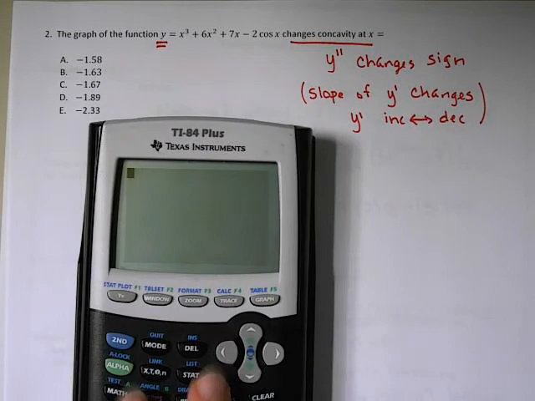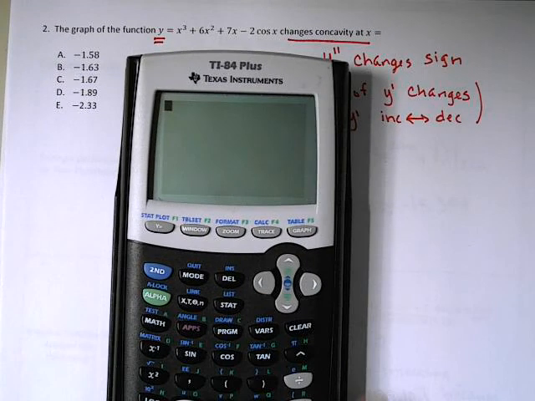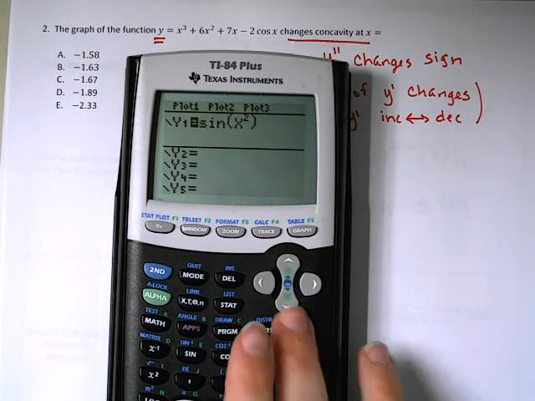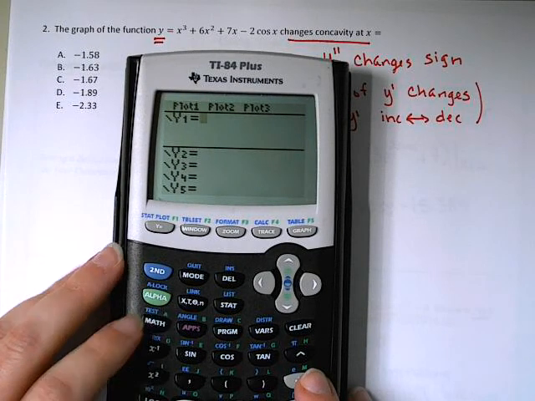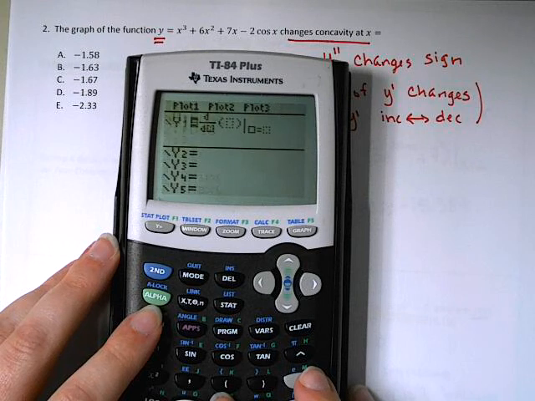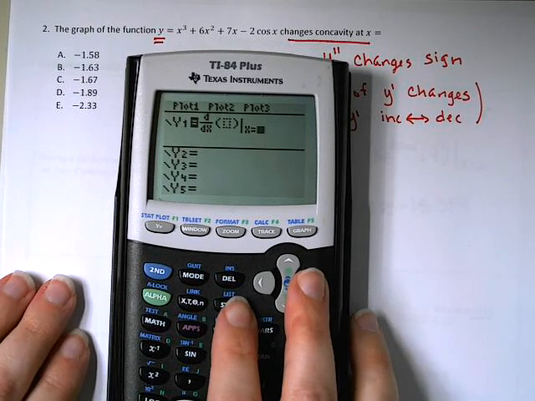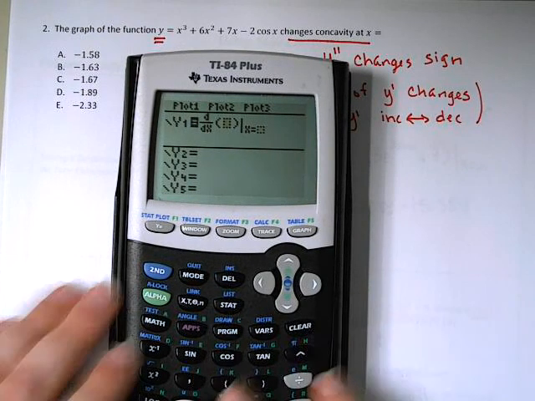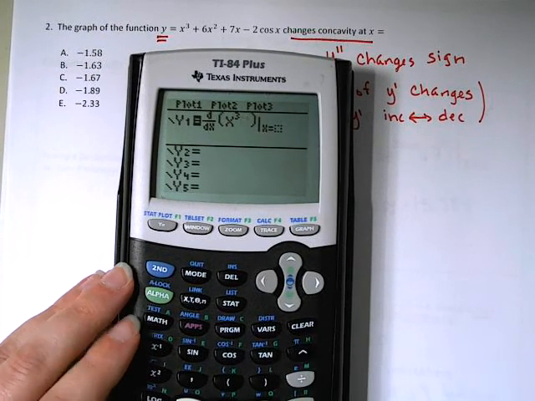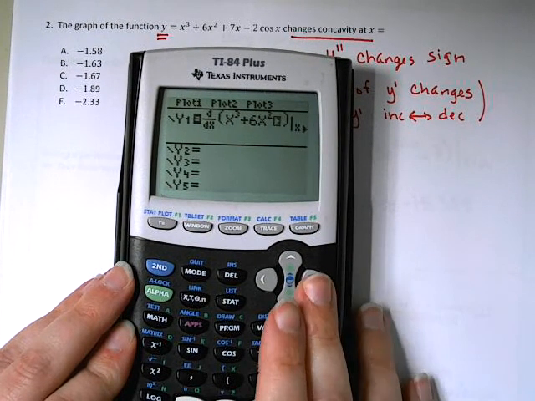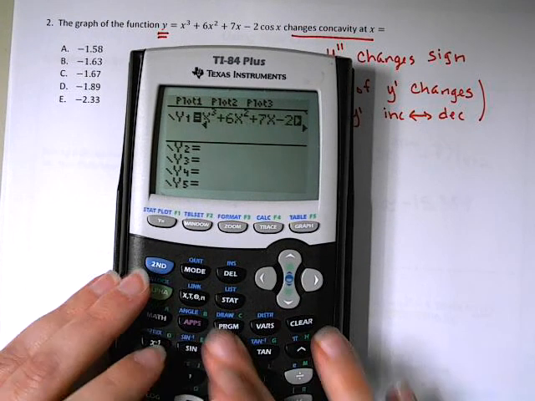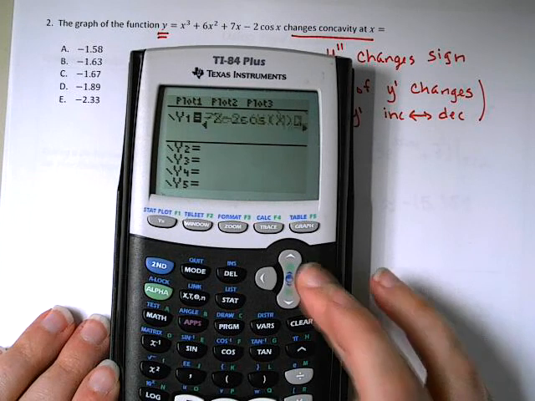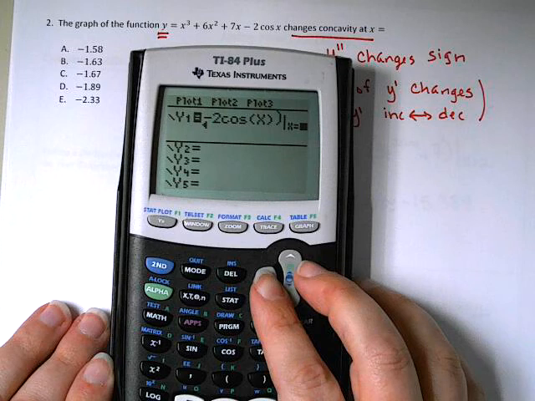So what we're going to do is use that same function to graph. We're going to close out of there, clear that out, and go to y equals, then go to math and choose option 8. Now we're going to take the derivative with respect to x, so that part doesn't change. And we're going to plug in our function, which is x to the third plus 6x squared plus 7x minus 2 cosine x.